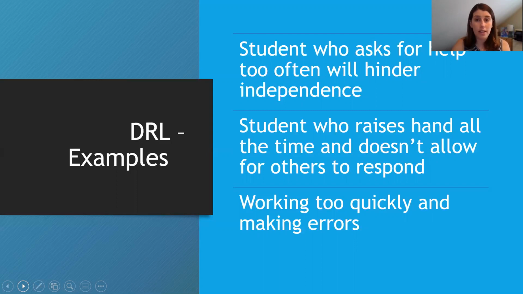How can you do any of this? Well, for a student who raises their hand too often or all the time, you might provide them with a set number of cards or chips, and they have to turn one in every time they raise their hand. Likewise, for students who ask for help all the time, you might have them only request help a certain number of times throughout the day or for specific activities.